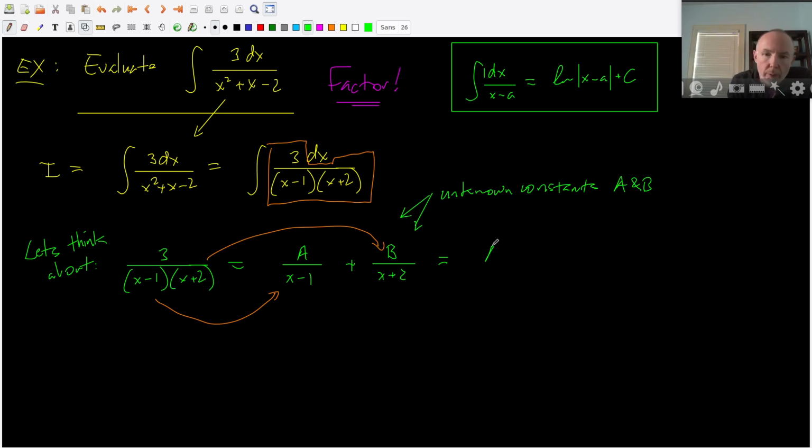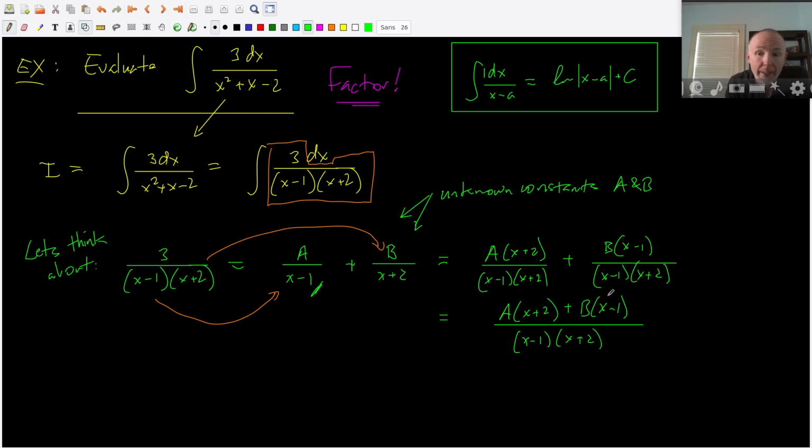And so then the goal is just to put this back over a common denominator. So I'm going to take that first one and multiply it top and bottom by x plus 2. And so that's going to leave us with that term. And then similarly, I'm going to take the second term and multiply it top and bottom by the first one, the x minus 1, which again, the goal here is to give us a common denominator, because then we can combine these terms. Just combining these terms, we've now got A times x plus 2, and then B times x minus 1 over a common denominator.